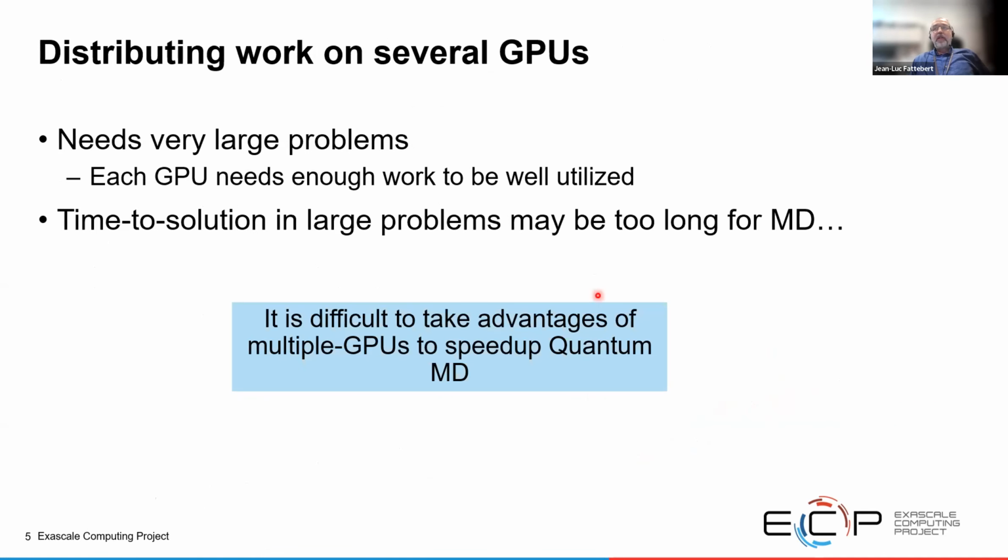So it's hard to, as I said, a GPU is very powerful and can do a lot of work. Now, if you want to try to use several GPUs simultaneously to speed up this calculation, it's even a harder problem because you need each GPU to have enough work and to even amortize the communication between their work. So you end up with problems that may be too large. If your problem is sufficiently large to fully utilize a GPU, your problem may be too large to do molecular dynamics, and your time to solution may be too long to enable this MD. So this is a difficult task to address.